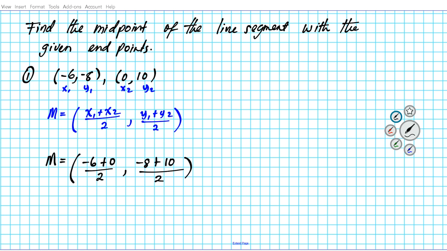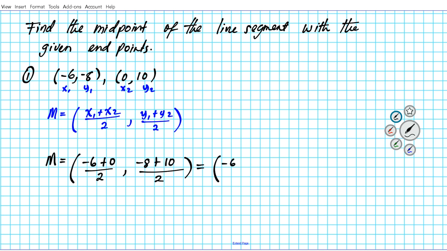Alrighty, now what we're going to do right now is go ahead and simplify both coordinates using the order of operations. Okay, so we have the grouping operation in the numerator. We'll take care of the numerator first. Negative 6 plus 10 is negative 6.